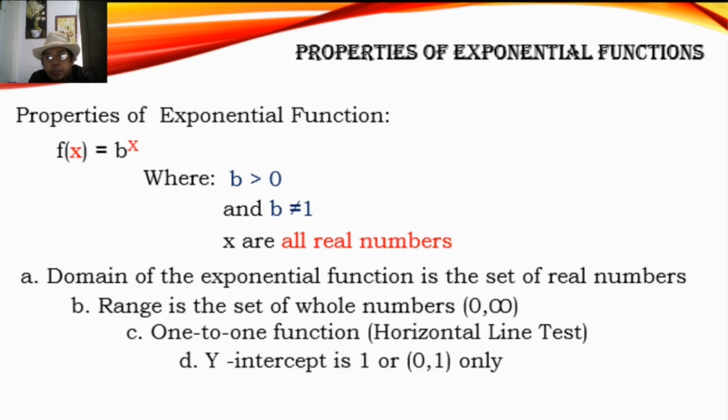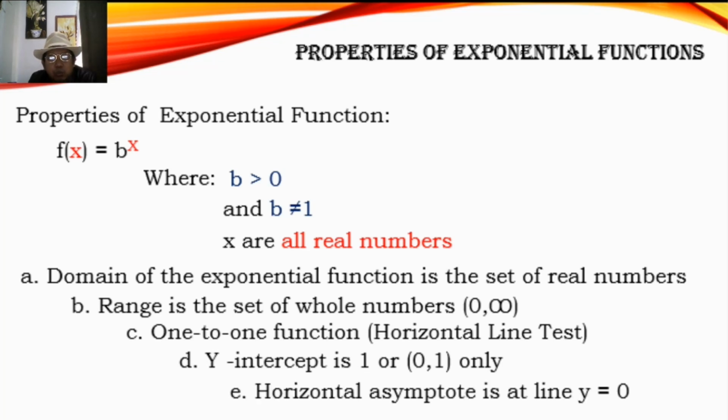Another one would be the y-intercept. The y-intercept is always at (0, 1). In the exponential function, one of its properties is that the horizontal asymptote is located at y is equal to 0.